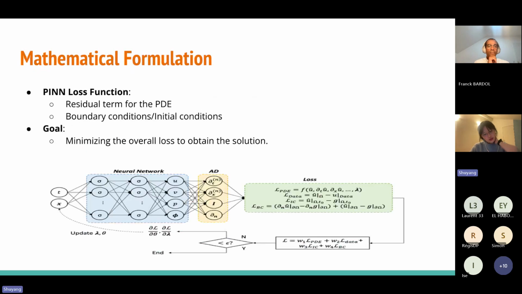Just one remark on why we can do that: there is a theorem, I don't remember who proved it, saying that a neural network with one hidden layer can approximate every continuous function. This is why we can define a neural network with several hidden layers, and let it approximate the real solution of the function by minimizing the loss function.